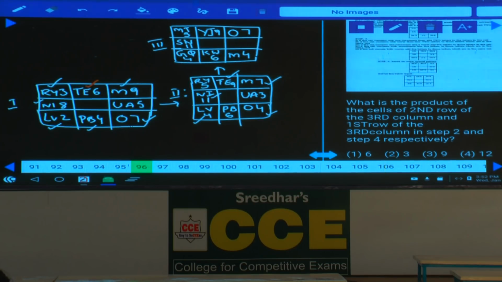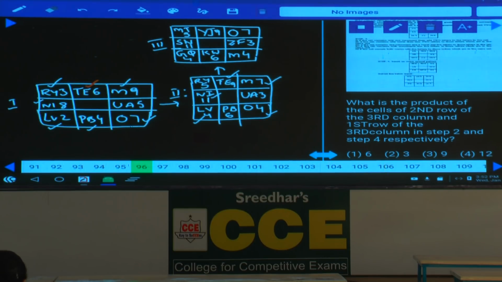Then next one. What is the last one? The cell contains both vowels. If both vowels are there, then add 5 letters to the letters in the same cell. UA3, U plus 5, 21 plus 5 is 26, that is Z, and A plus 5, 1 plus 5 is 6, and the number 3 as it is, ZF3. Clear? Now this is the information we have.